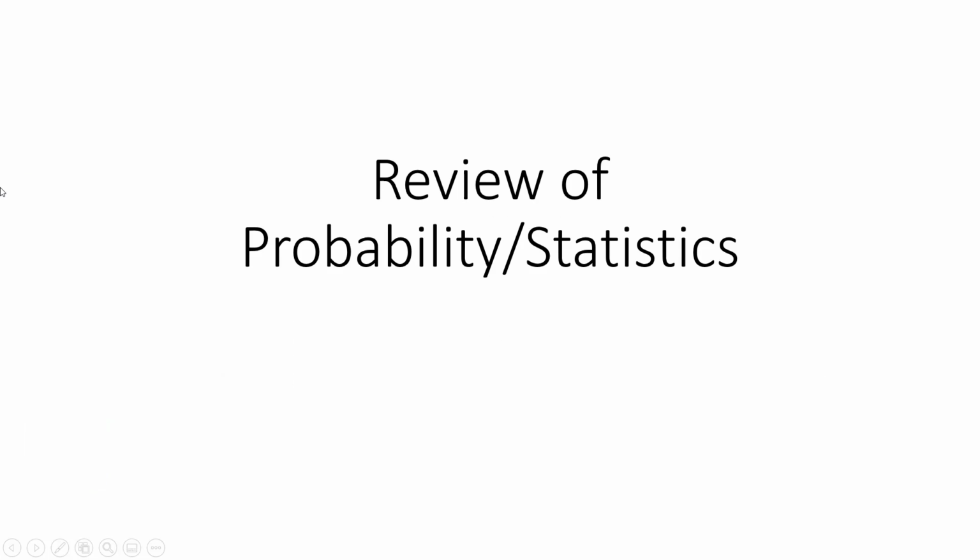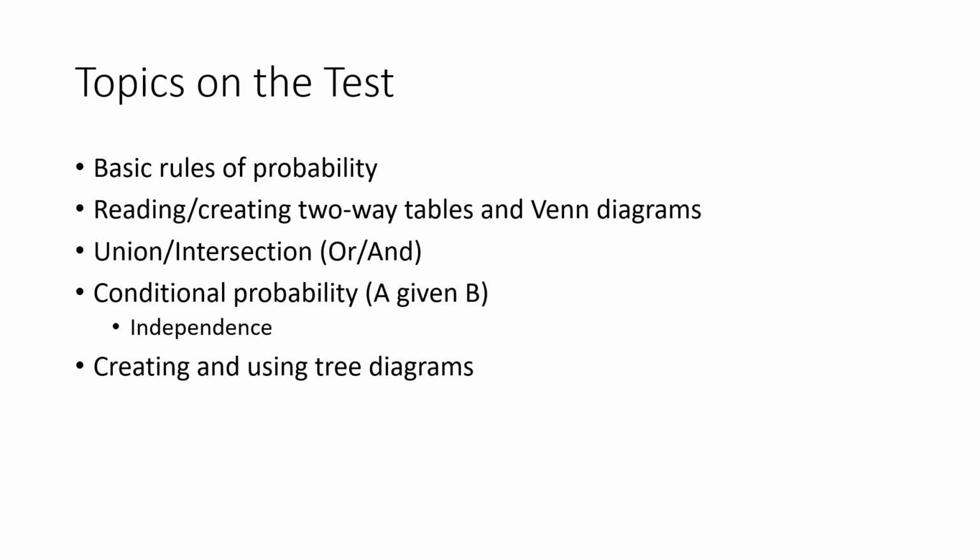All right, this video is meant to help you review and practice for the Unit 7 test on probability and statistics. On the test, you'll be responsible for knowing the basic rules of probability, so things like probabilities must add up to 1. You should be able to use a two-way table or a Venn diagram, or create those yourselves given some data. You should be able to find probabilities that involve unions, intersections, this or this, or this and this.